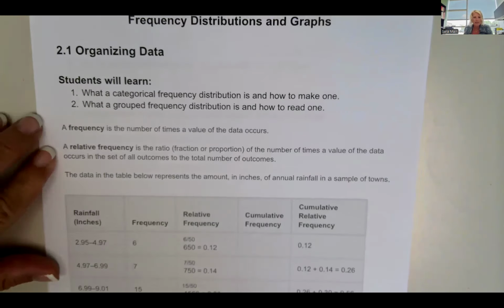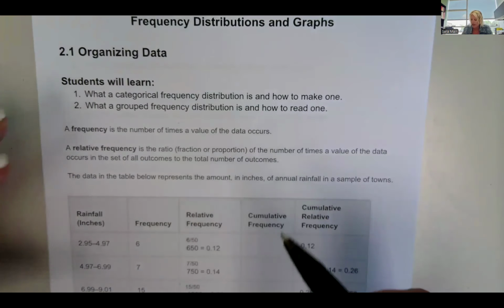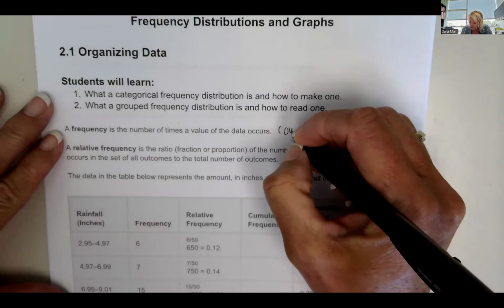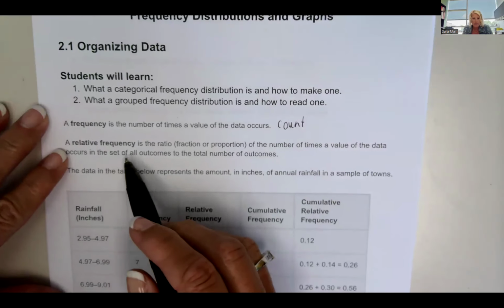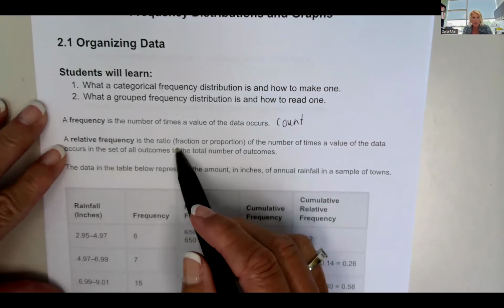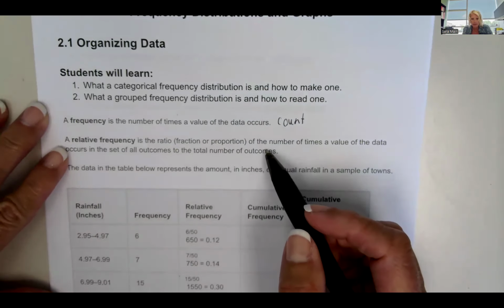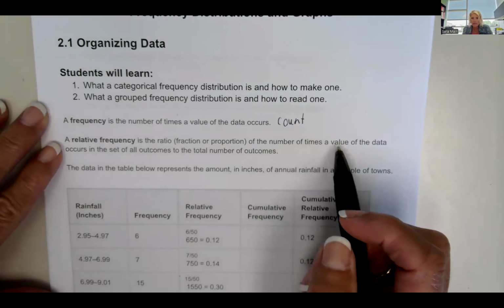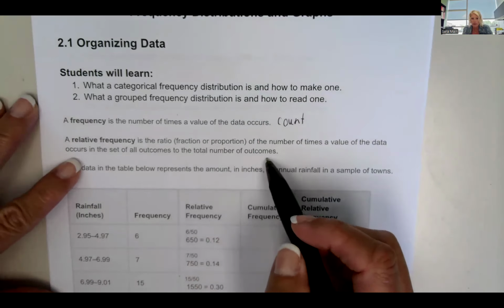A frequency is the number of times a value of the data occurs. It's a count, essentially. A relative frequency is the ratio. It can be a fraction or proportion, sometimes also a percentage, of the number of times a value of the data occurs in a set of all outcomes to the total number of outcomes.